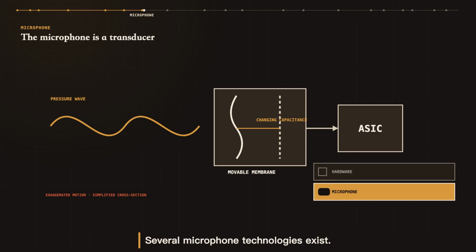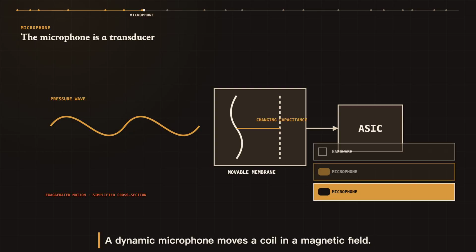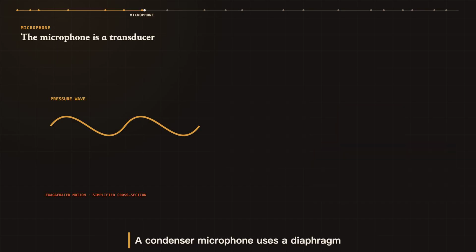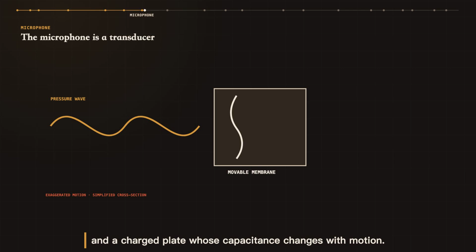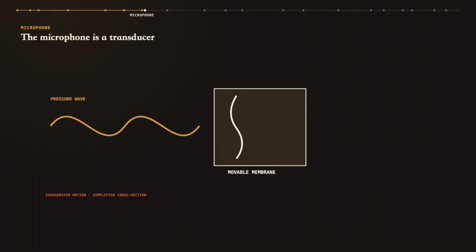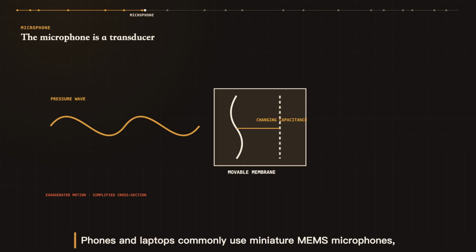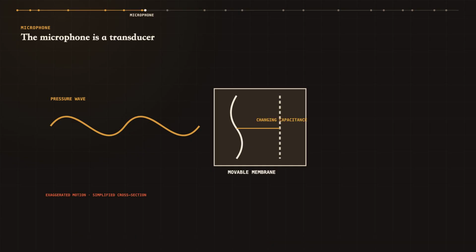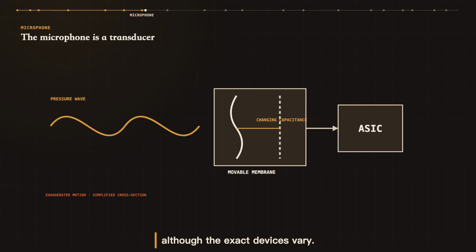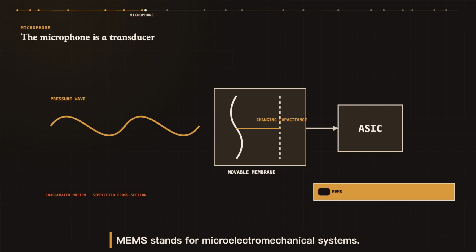Several microphone technologies exist. A dynamic microphone moves a coil in a magnetic field. A condenser microphone uses a diaphragm and a charged plate whose capacitance changes with motion. Phones and laptops commonly use miniature MEMS microphones, although the exact devices vary. MEMS stands for Micro-Electromechanical Systems.